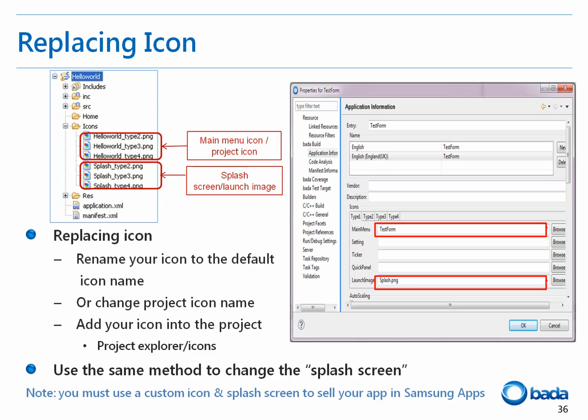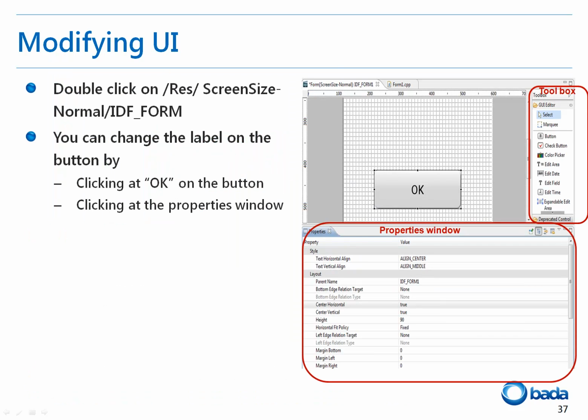Also, there's an important note that to sell your app in Samsung Apps, you must use a custom icon and splash screen. Similarly, you can also change the other icons. You can find more details on icons and how to handle the icons in various resolutions from the help contents.